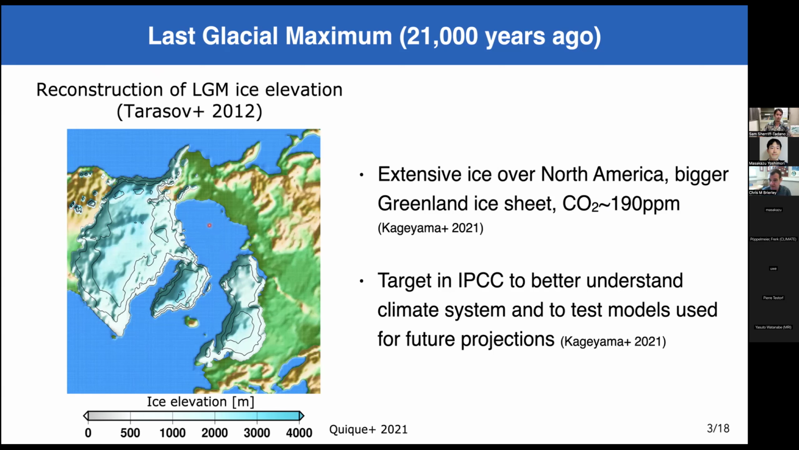The figure on the left shows a reconstruction of LGM ice elevation from Lev's work. You may see thick ice sitting over North America and over Northern Europe. And the atmospheric CO2 level was quite low. As a result, the climate of the LGM is considered to be much colder than today. Due to these large differences in the climate state, the LGM is set as a target period in the IPCC to better understand the climate system and to test the climate models used for future projections of climate and AMOC.